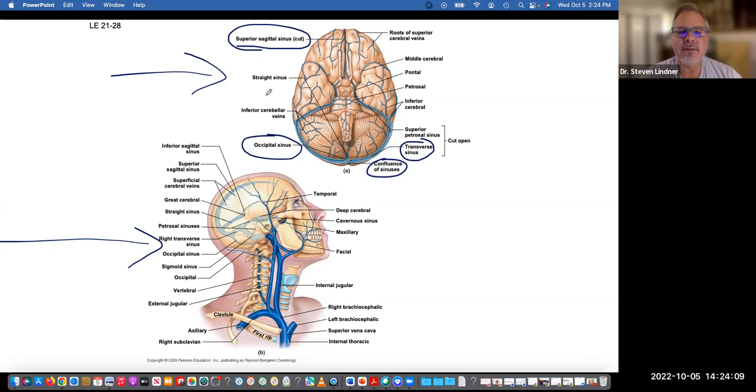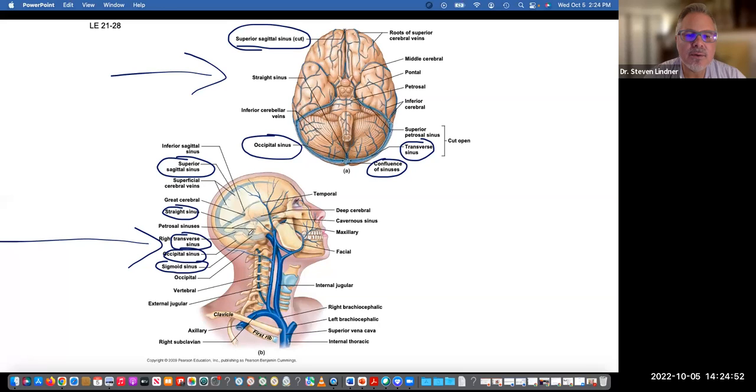And if you look at it from down here, here's the straight sinus. It kind of looks like it's going through the skull there. Here's our occipital sinus. Here's a sigmoid sinus. Here is the superior sagittal sinus right there. Those are the biggies. So it's going to find its way eventually, draining down. It's going to find its way into the transverse sinus.